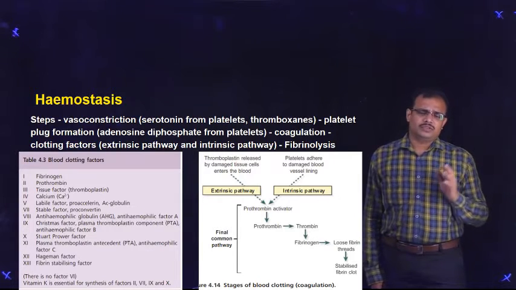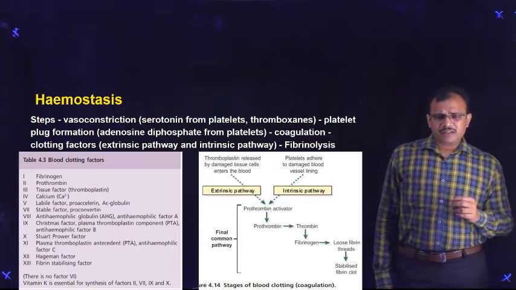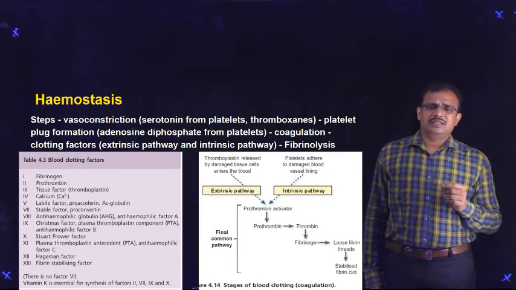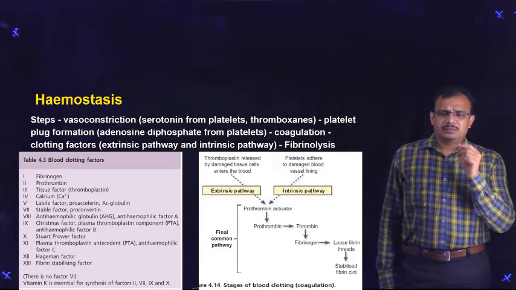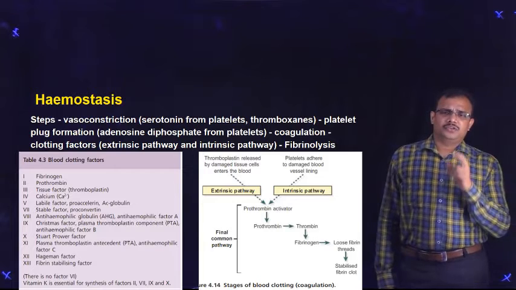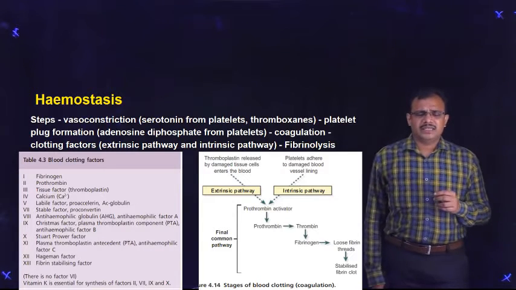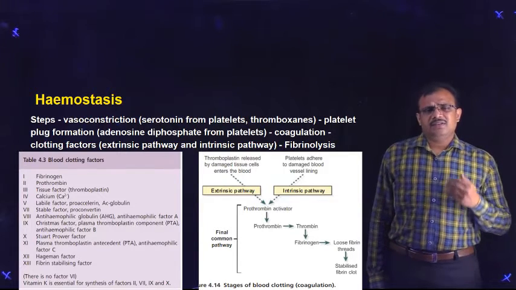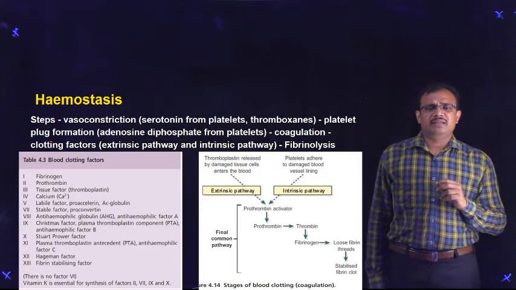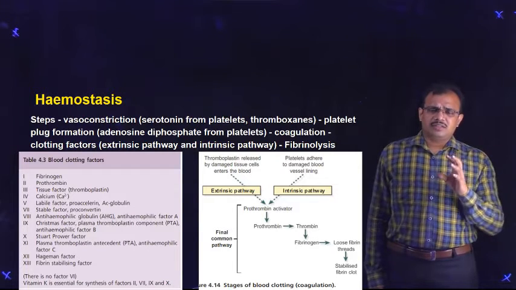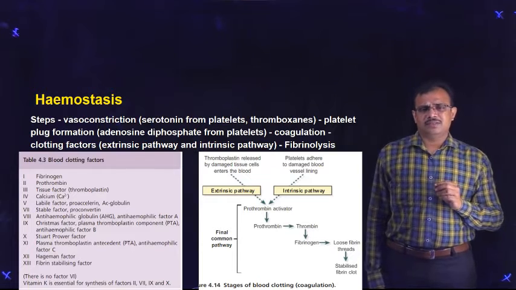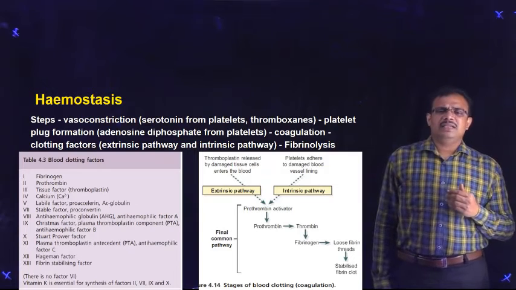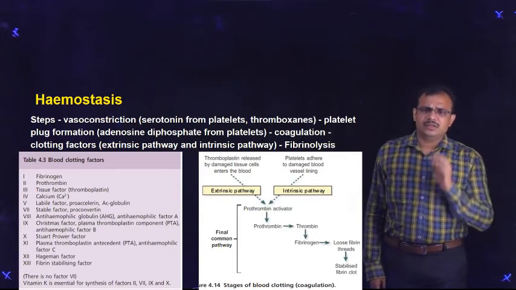Generally, whenever there is damage to any blood vessel, a chemical substance called serotonin is released, which is released from the platelets, and the thromboxanes which are released from the cell membrane will cause constriction of blood vessels. Once the blood vessels are constricted, the blood flow to that particular region will also be decreased, so that the blood loss will be reduced.